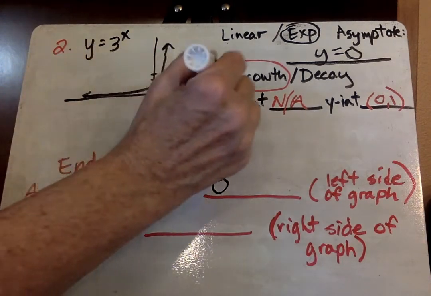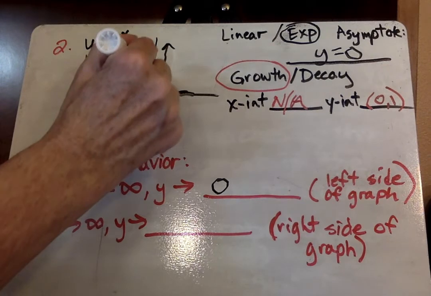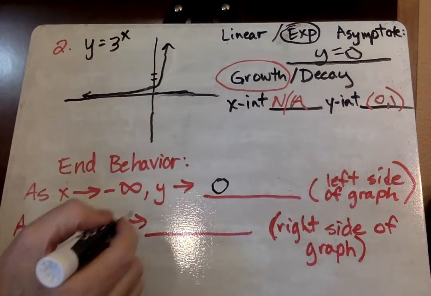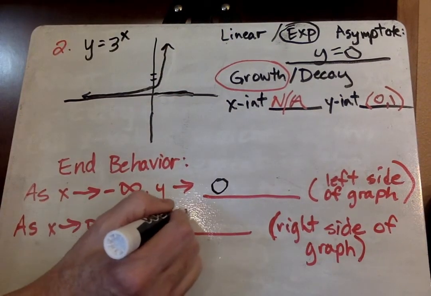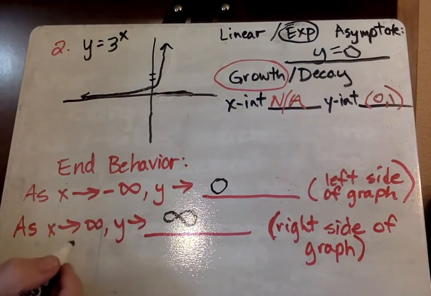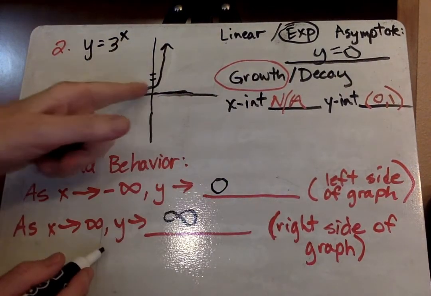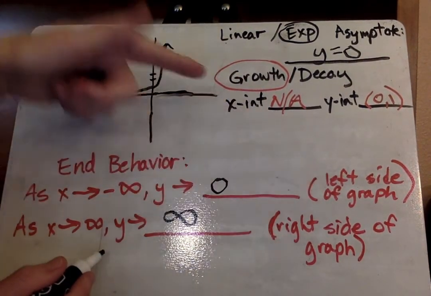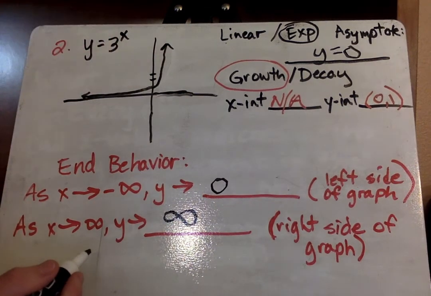Now as x approaches infinity, as we go further, x gets 1, 2, 3, 4, 5. This is going to get higher and higher. That means y will approach positive infinity. And if you can see on the graph, the right side is going up and up and up. The left side of the graph gets closer and closer to 0.